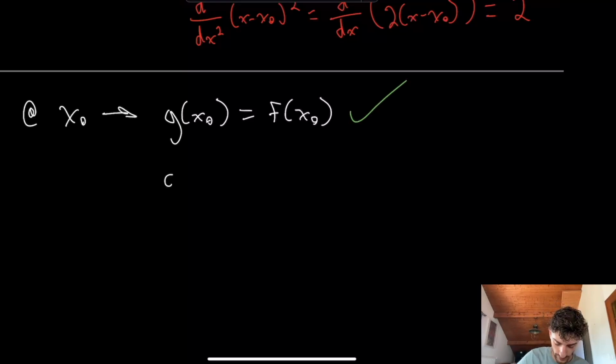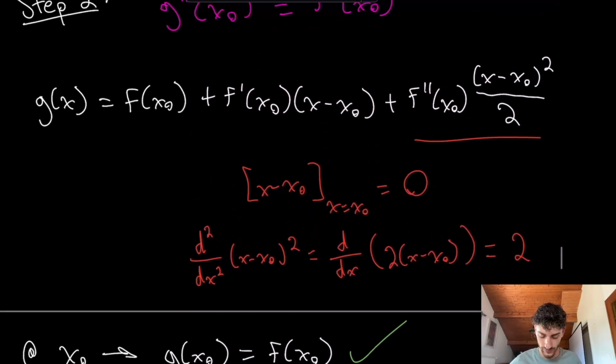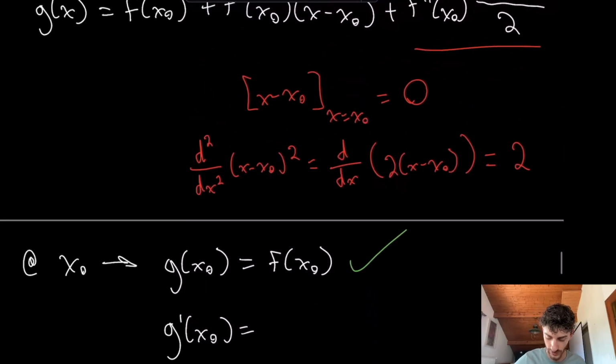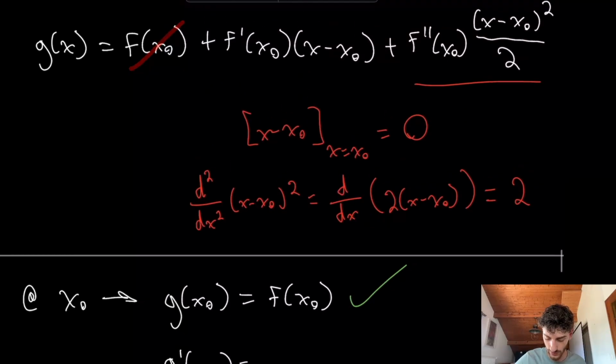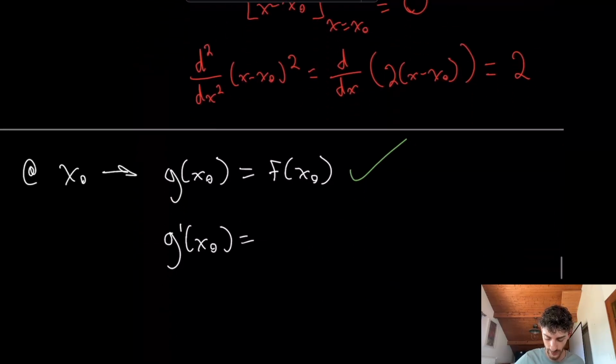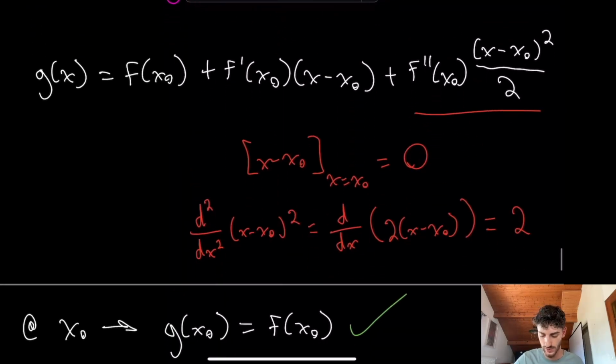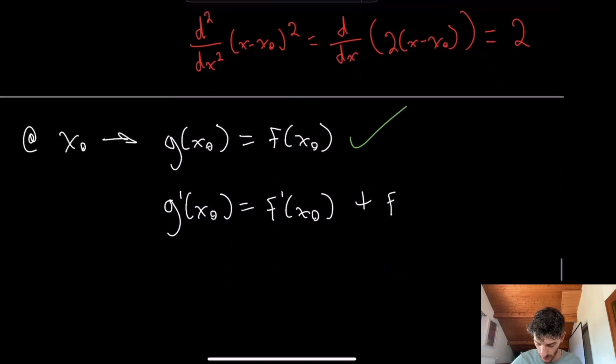The next term, g prime at x naught equals the first derivative. So this is a constant, this is going to be 0, right? We already did this, so this is just going to be f prime x naught. And this term now, if we take the derivative of it, I already showed it, right? We take the derivative of this, the 2 is going to come down. So what we're going to get is f double prime x naught times x minus x naught.